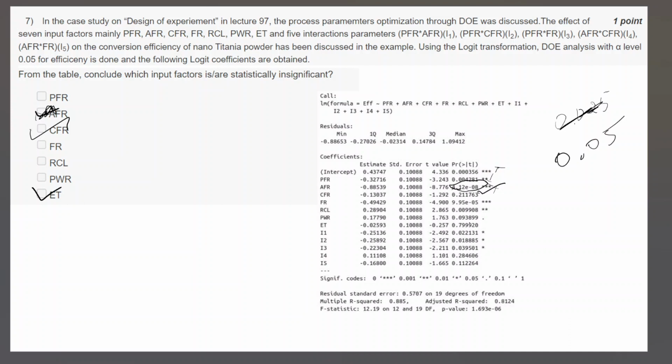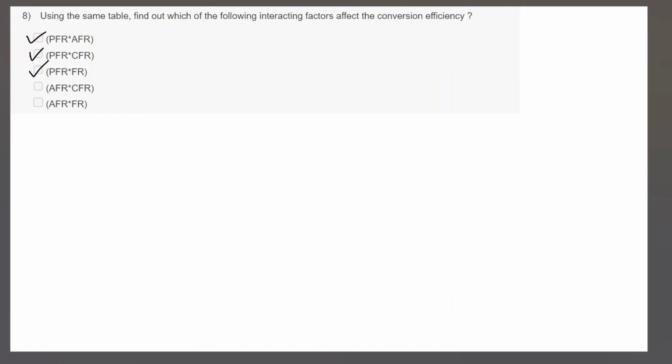The value is more than 0.05, so it is definitely insignificant. So we can consider CFR, BW, and AFR as statistically significant under the logit transformation.